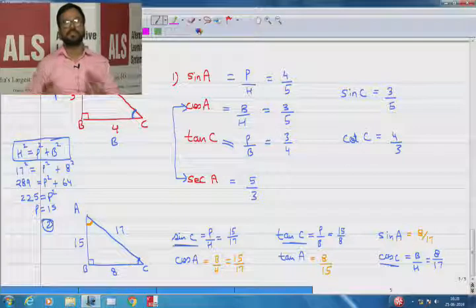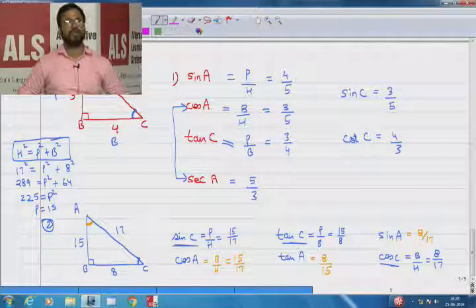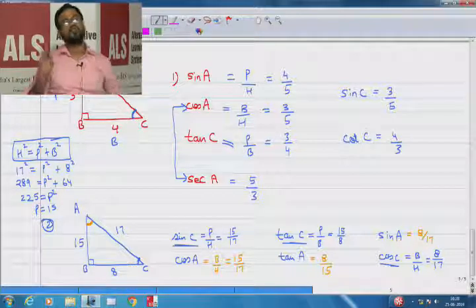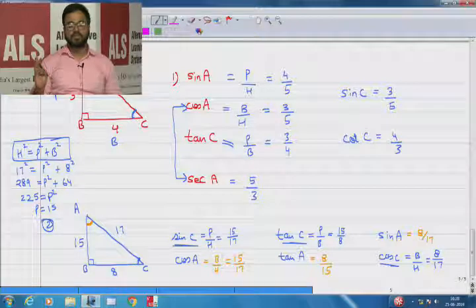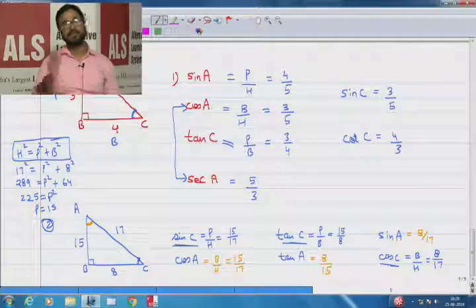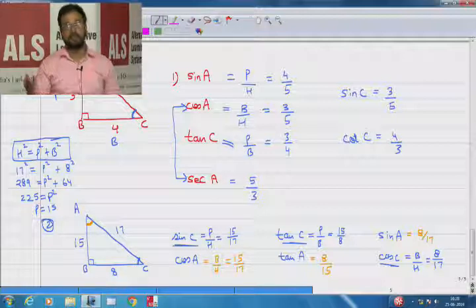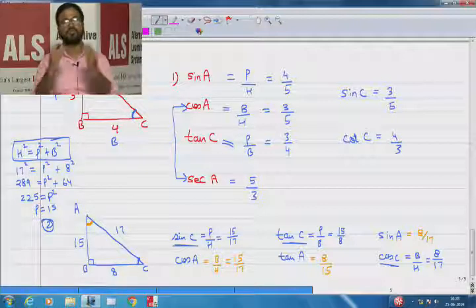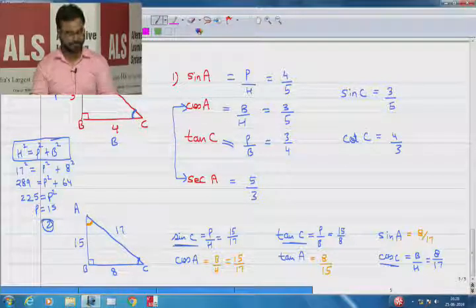So I hope this question is clear. This is a very basic question. We have used two concepts over here. First concept is finding the unknown side using the Pythagoras theorem, and then writing the trigonometric ratios using the concept of which ratio relates which of the two sides. Okay.